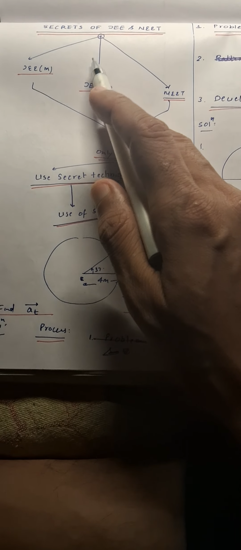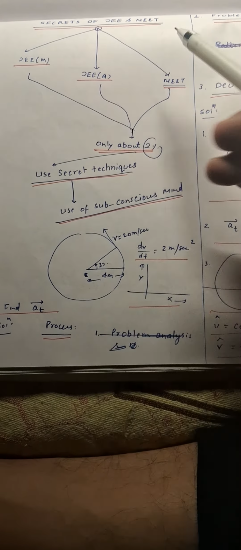Then we have another education psychology video on secrets of JEE and NEET, as only 2% of students are able to get selected, so certainly they use some secret techniques. So this is an elaboration of the mind-brain system using the concept of circular motion of a particle.